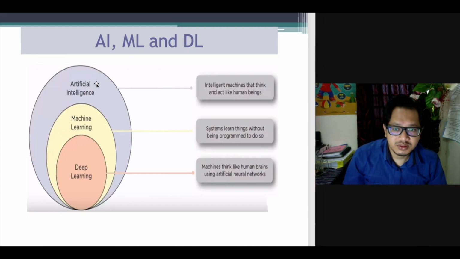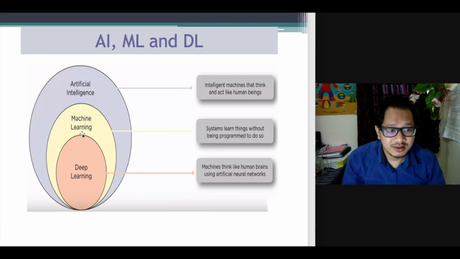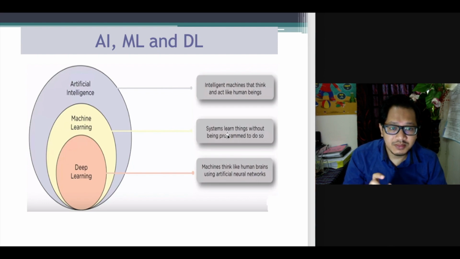Firstly we look into artificial intelligence. It's the biggest area: intelligent machines that think and act like human beings. Ini dia punya idea. When we talk about artificial intelligence, we think about the machine that can think like a human. Then within artificial intelligence we have machine learning. What is machine learning? Machine learning is a subset of artificial intelligence where the system learns new things without being programmed to do so.